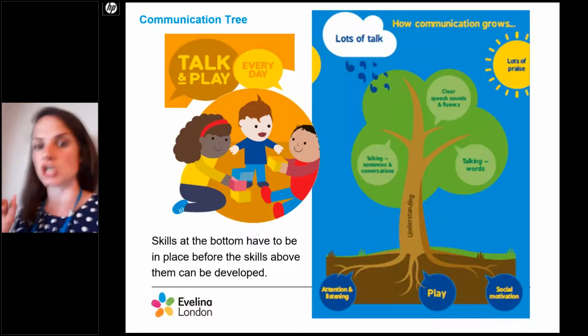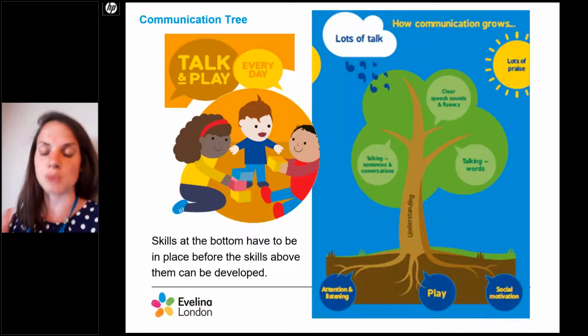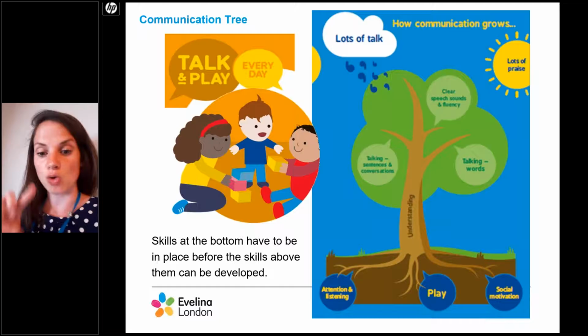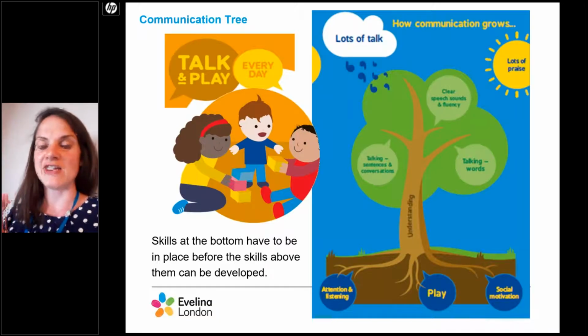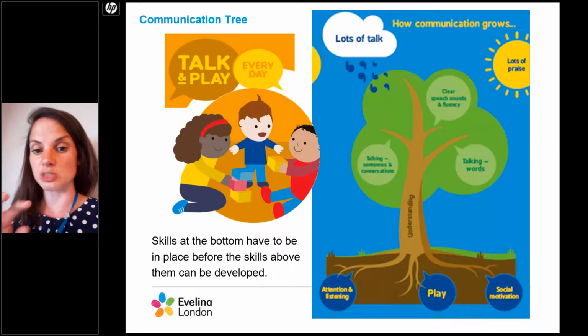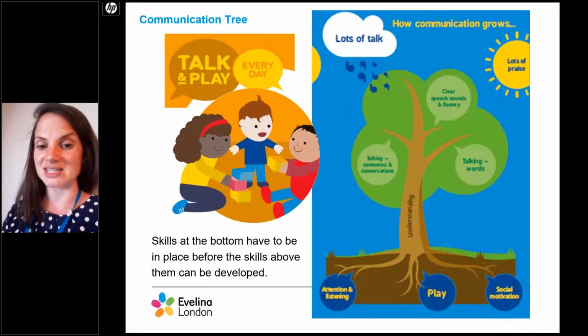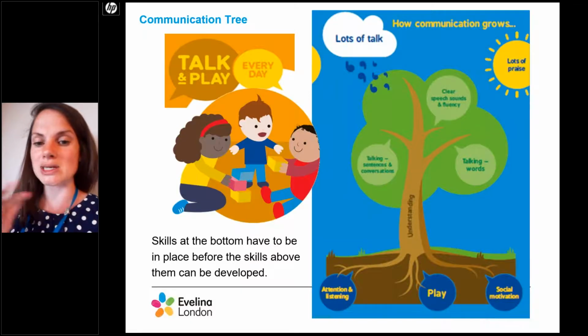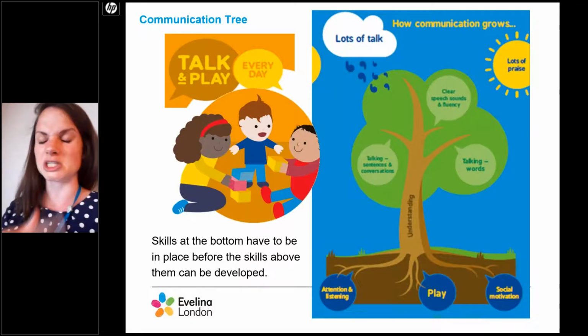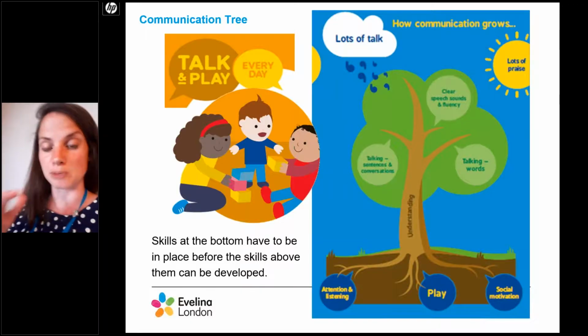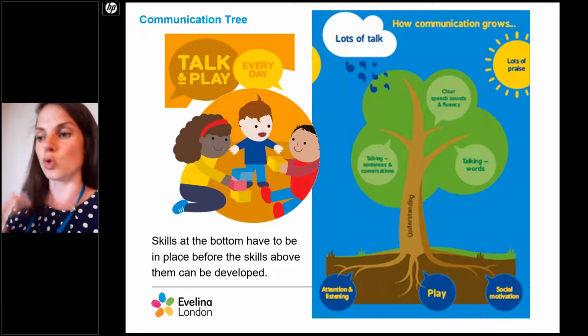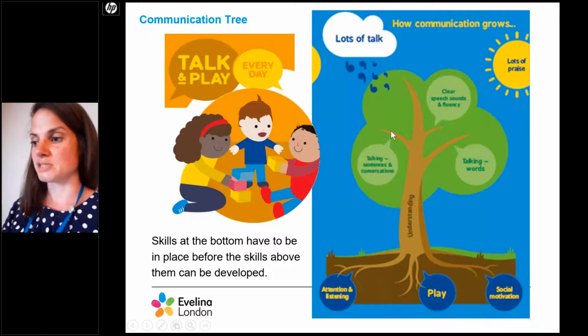People will be worried that a child's not pronouncing words, but when we're assessing a child, we'll be checking all areas of this tree. And if actually we think that they've got any difficulties with the roots of the tree or the understanding part, or whether or not the child's putting words together to make sentences, we would need to work on that first, because we would expect developmentally all of those things to be put into place before clear speech sounds. Does that all make sense?